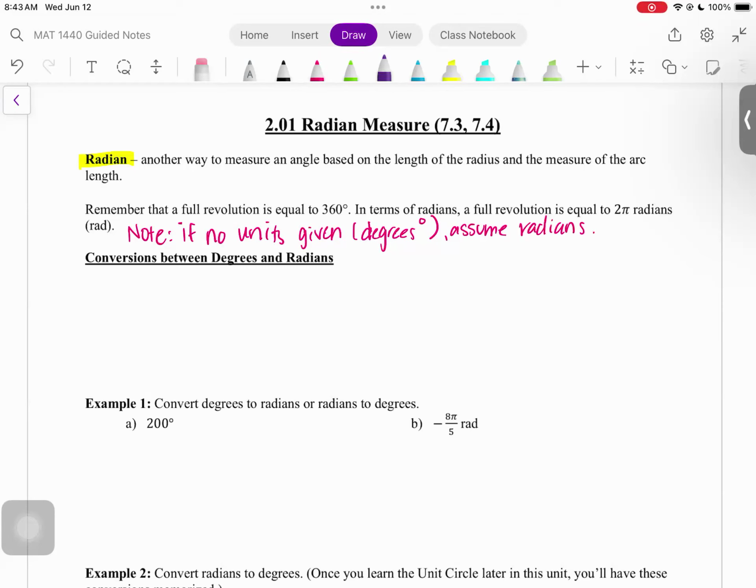To convert between degrees and radians, we're going to start with that knowledge of one full revolution. So 360 degrees is equal to 2 pi radians. From there, we can divide both sides by 2, and we know that 180 degrees is equal to pi radians. And this is really the conversion that we're going to be utilizing when we're going back and forth between degrees and radians.